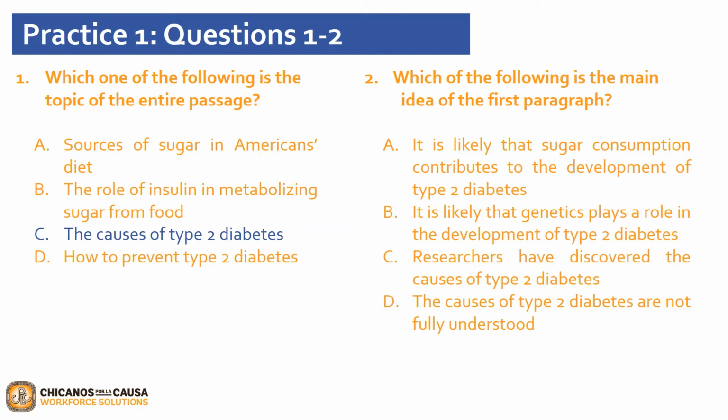Again, the first question is asking about the entire passage, while the second question is asking about the first paragraph. Our options are A, it is likely that sugar consumption contributes to the development of type 2 diabetes. B, it is likely that genetics plays a role in the development of type 2 diabetes. C, researchers have discovered the causes of type 2 diabetes. Or D, the causes of type 2 diabetes are not fully understood.